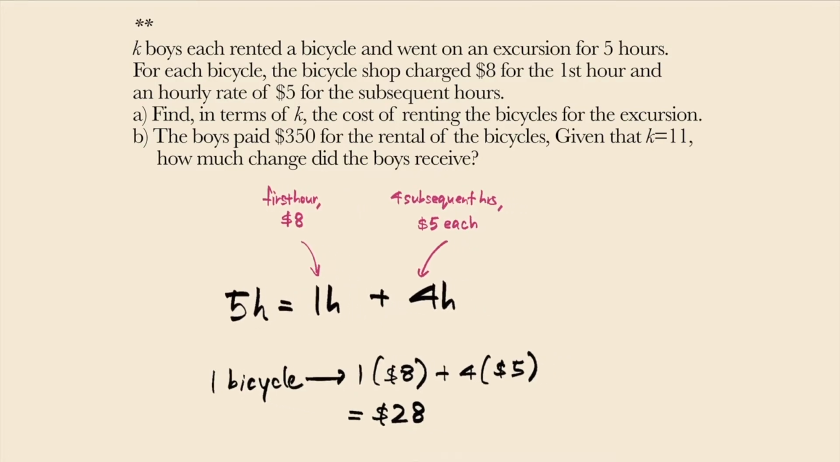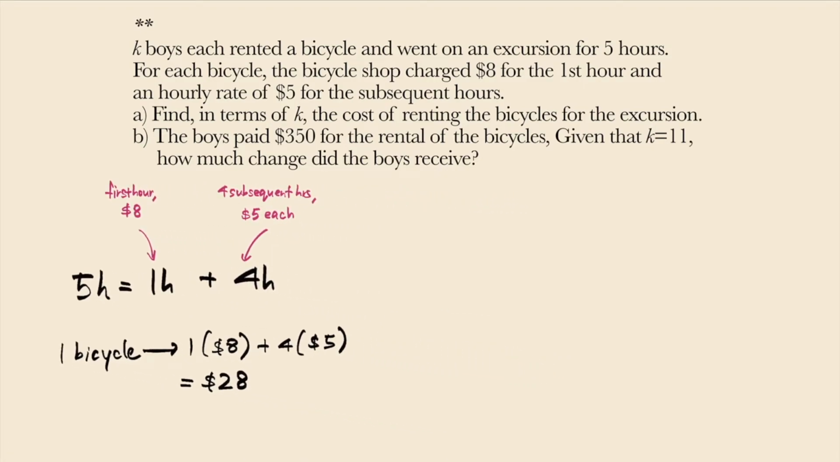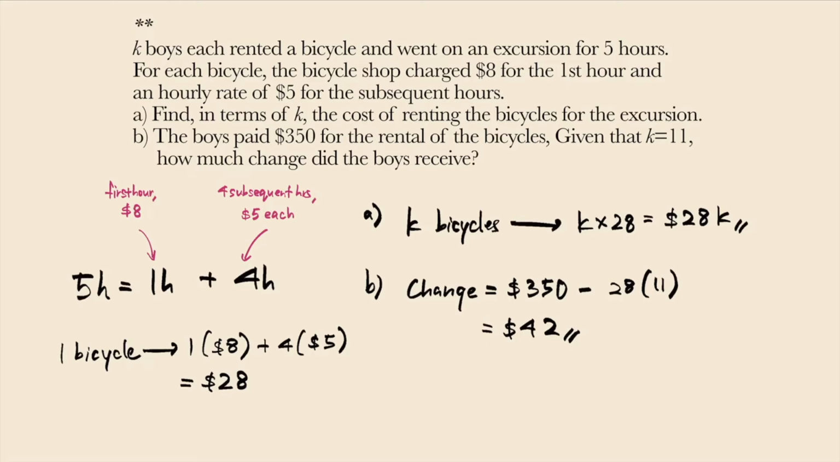But we got K boys. So that means K bicycles. Did they rent 1 bicycle? No. K boys would be K bicycles. So that's $28 times the number of boys, K. In this case, the cost is 28K.